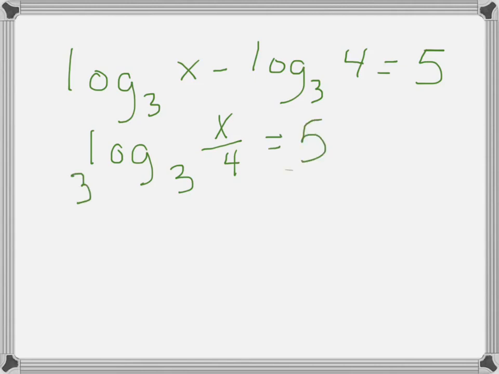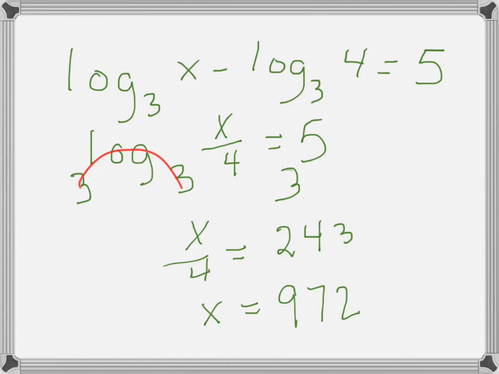We're going to raise each side to a base of 3. That's going to cause the logs on the left to cancel, leaving us x divided by 4 is equal to 3 to the 5th, which is 243. We multiply both sides by 4, and we get x is equal to 972.